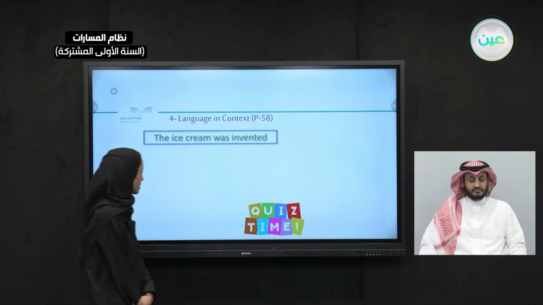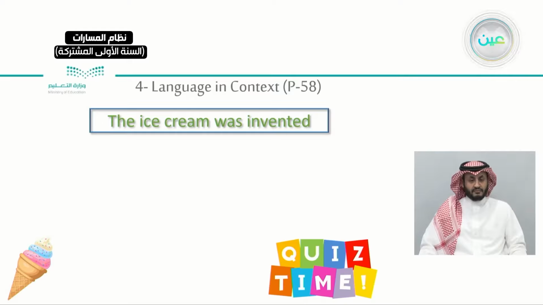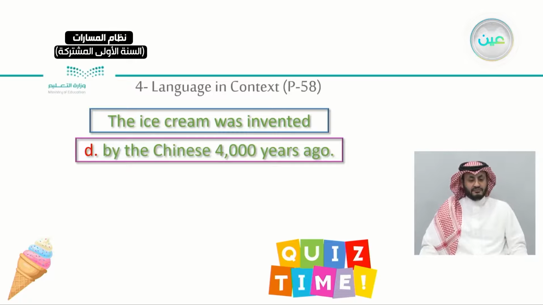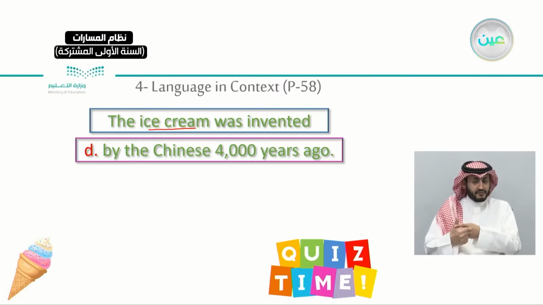Let's try to match them in here. The ice cream was invented, as we have mentioned, by the Chinese 4,000 years ago. Which tense is it in here? We have started with the ice cream itself. Is it the subject? No. It is the object, actually.